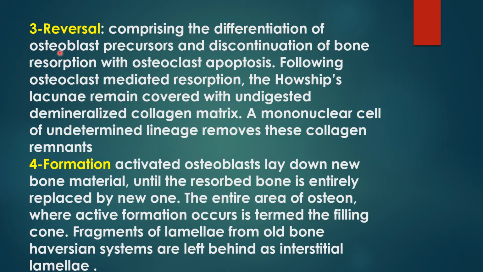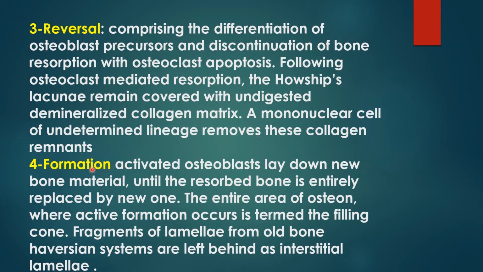Third stage of bone remodeling is reversal, comprising the differentiation of osteoblast precursors and discontinuation of bone resorption, with osteoclast apoptosis following osteoclast-mediated resorption. The Howship's lacunae remain covered with undigested demineralized collagen matrix. Mononucleated cells of undetermined lineage remove these collagen remnants.